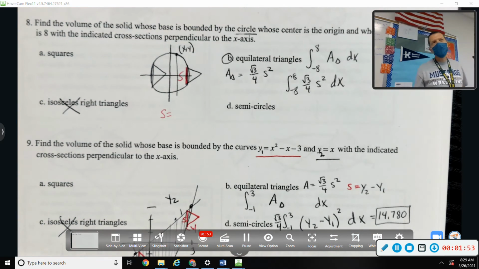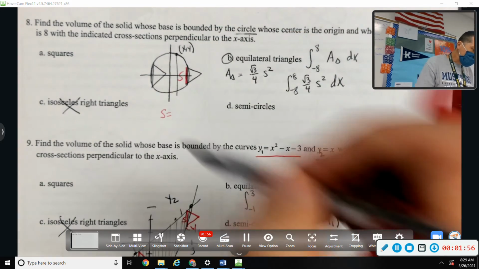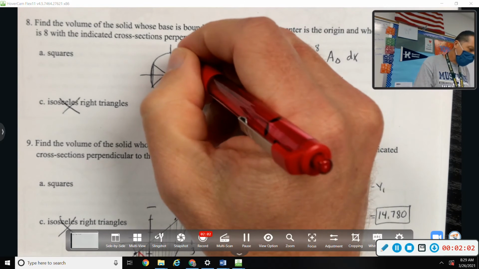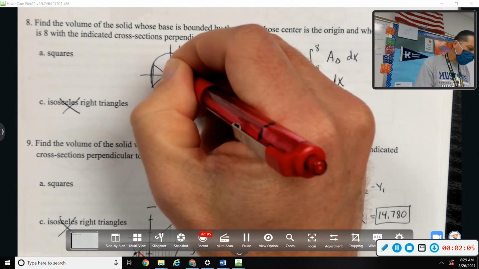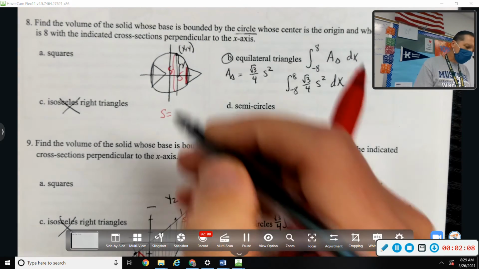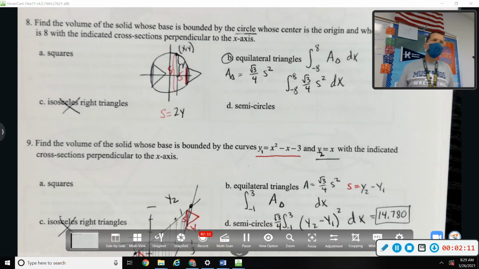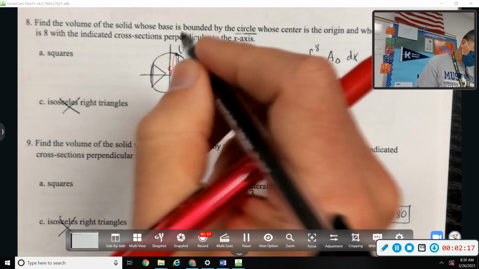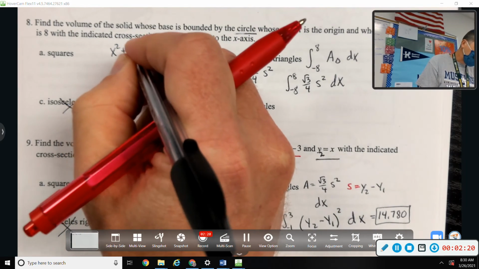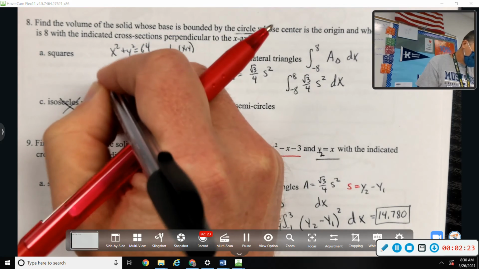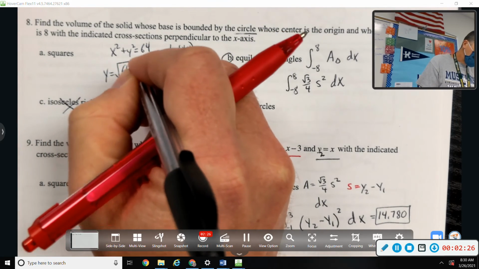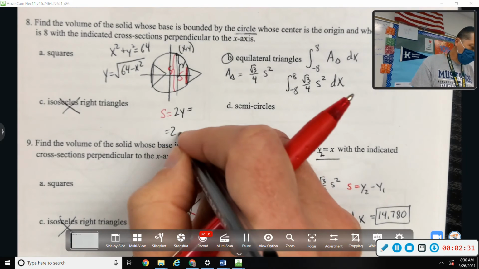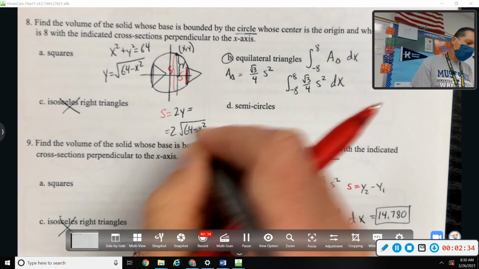That point up there is x comma y, but y is the height above the x-axis. S is the full length of that side. So S is twice the length of y. And then y is, we hadn't even written this down yet, but x squared plus y squared equals 64. So y is the square root of 64 minus x squared. So s is 2 times the square root of 64 minus x squared.